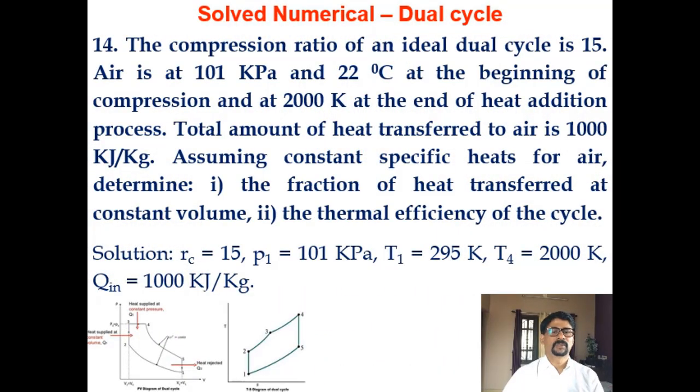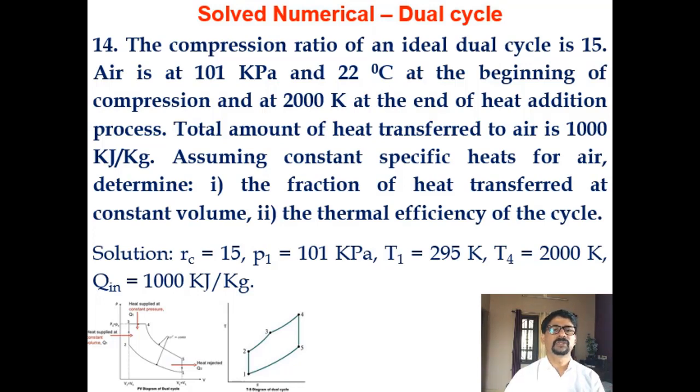So in this lecture, we will continue to solve a few more numericals on the dual cycle. The compression ratio of an ideal dual cycle is 15. Air is at 101 kilopascal and 22 degrees Celsius at the beginning of compression and at 2000 K at the end of heat addition process. Total amount of heat transferred to air is 1000 kilojoules per kg. Assuming constant specific heats for air, determine the fraction of heat transferred at constant volume and the thermal efficiency of the cycle. So let us analyze the question first.